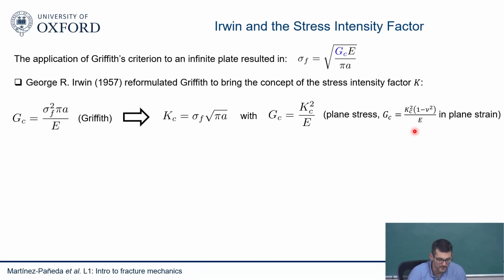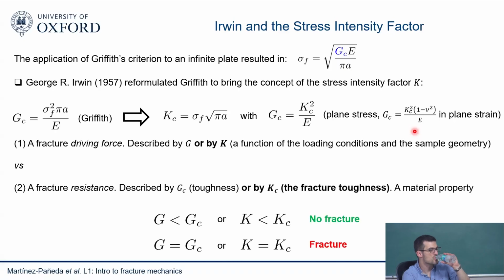But the reason why this became a more convenient approach, maybe I'll say first, that at the end of the day, basically you end up with the same thing. You have a fracture driving force that is either G, energy release rate, or K, stress intensity factor, which is a function of the sample geometry and the loading conditions. And you have a fracture resistance, a toughness, that is described by GC or by Kc, the critical stress intensity factor, the fracture toughness. That is a material property.